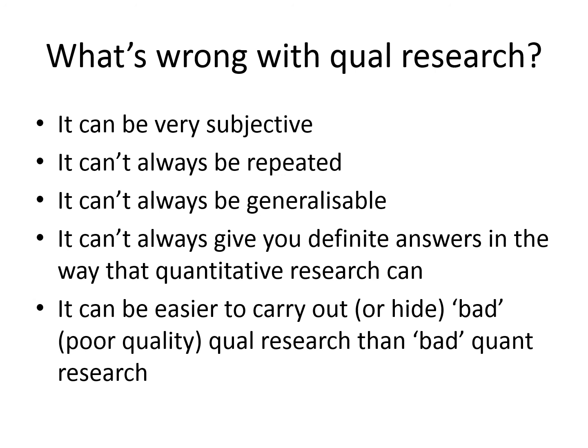Okay? The last one, it can be easier to carry out or hide bad or poor quality qualitative research than bad quantitative research. So if you are carrying out a research work which is not that good, it is easy for you to hide the bad quality of your qualitative research, but it's not easy to cover or to hide the bad quality or the bad nature of your quantitative research, because numbers cannot be manipulated, cannot be controlled, cannot be directed in a certain way. You can deceive by using words, but you cannot deceive by numbers.